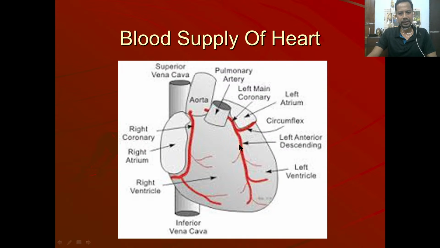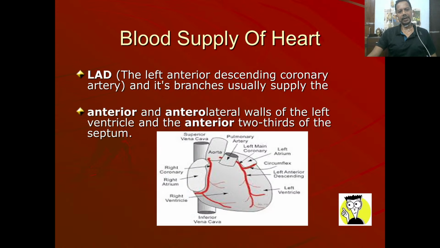Left coronary divides into LAD and circumflex. This is the circumflex, this is the LAD. So there are further diagonal branches which supply different areas in the interventricular septum and in the myocardium. Okay, so LAD, I am trying to make a mnemonic for you people: L for left, A for anterior. I have highlighted it also so that you can make a visual mnemonic in your mind.